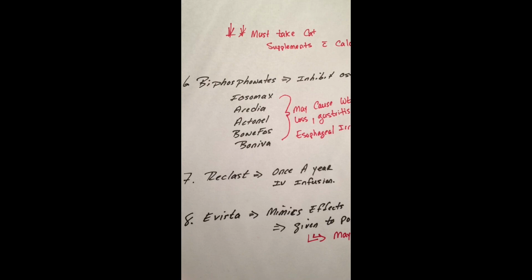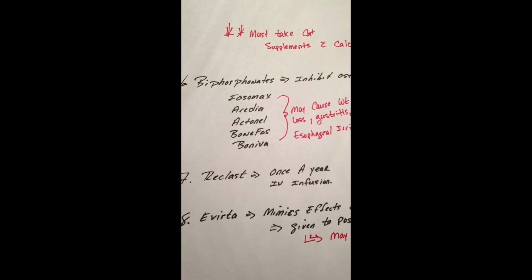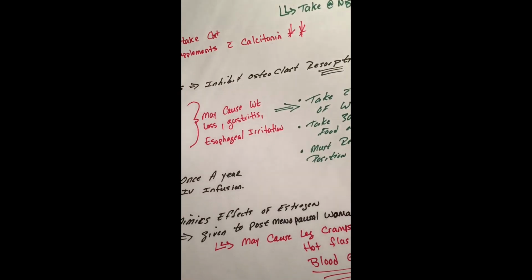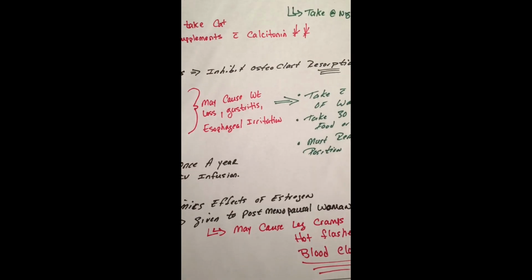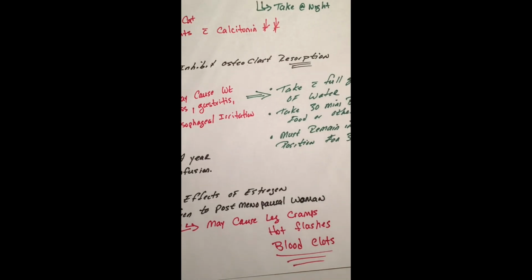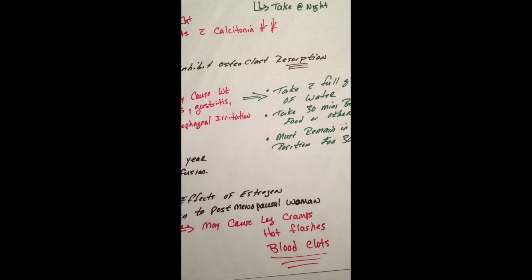Or number 8, you give something like Evista. Now, Evista mimics the effects of estrogen. Now, I'm not really going to focus on the estrogen replacement drugs because you can run into some other complications, but Evista mimics the effects of estrogen. So this is typically given to postmenopausal women. Now, the thing about Evista is that it may cause leg cramps and hot flashes. It also predisposes patients for the development of blood clots.